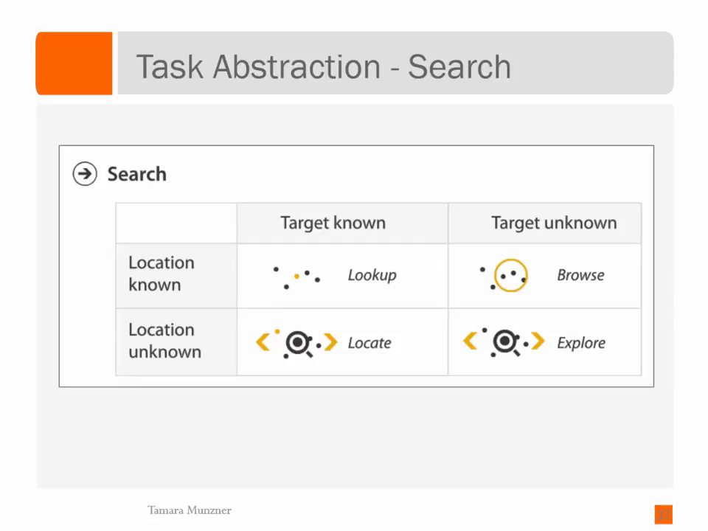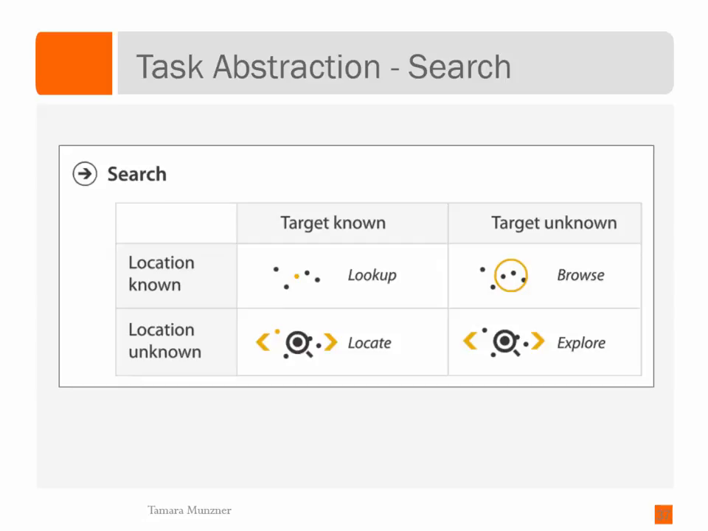Now we might do some searching. So we might have a visualization where the target's known and the location's known. And basically we're doing a lookup. So we know, hey, we want to look up Richardson, Texas. That's our target, and so we just look that up on a map. We enter Richardson, Texas, and it highlights that particular location on the visualization.